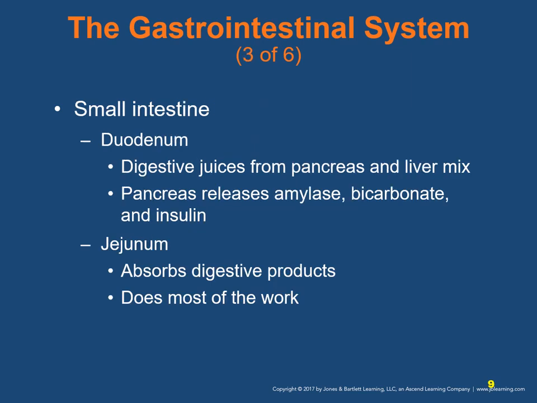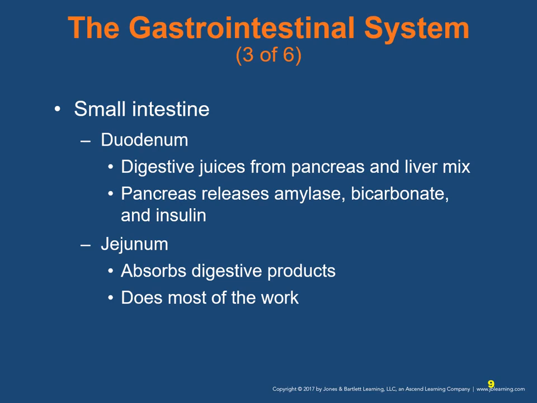Food then travels from the stomach to the small intestine, which consists of three sections. At the beginning of the small intestine, just past the stomach, is the duodenum. Digestive juices from the pancreas and liver mix together in the duodenum. The pancreas itself secretes enzymes that break down starches, fats, and proteins. The pancreas also releases amylase. Amylase is responsible for the breaking down of starches into sugar. Bicarbonate is also produced in the pancreas. Bicarbonate neutralizes stomach acids in the duodenum. And insulin is also produced in the pancreas. The pancreas regulates the amount of glucose in the bloodstream.